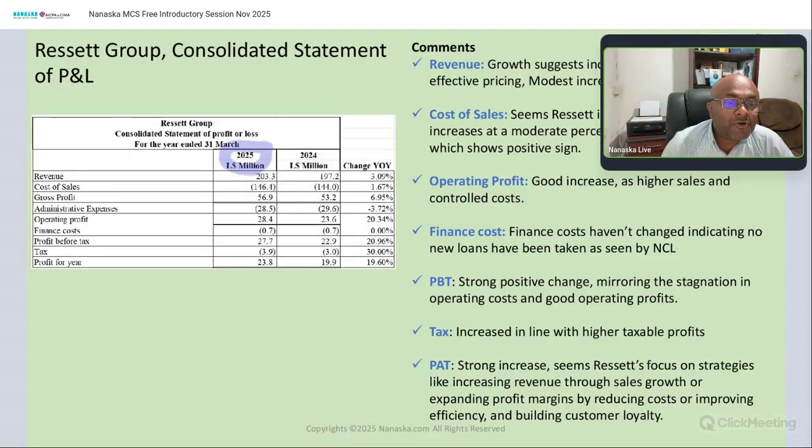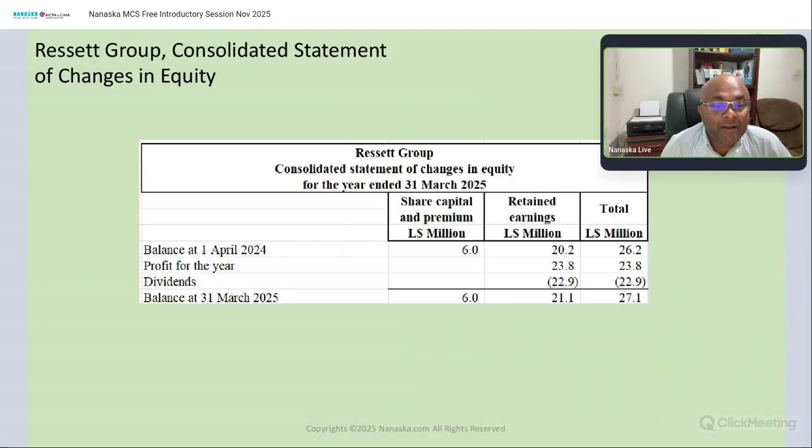Our company in 2025 made a profit of 23.8 million. Out of the 23.8 million profit that we made, 22.9 million were paid as dividends. Very large dividend payout ratio. A large amount of the money was taken out as dividends by the owners.